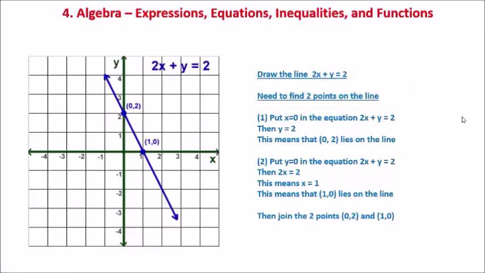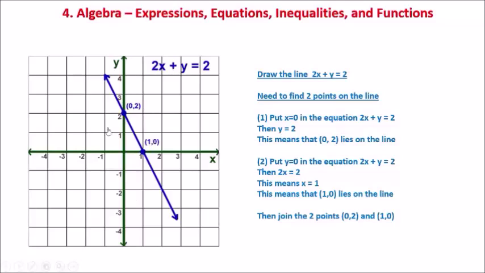Sometimes they will ask you to draw the line. In this case, they've given the equation 2x plus y equals 2. The question is, draw the line. When they say draw the line, as you saw before, when I have 2 points, I can draw the line exactly. So the goal is to find 2 points on the line. There are so many points on the line, you can pick any 2 points.